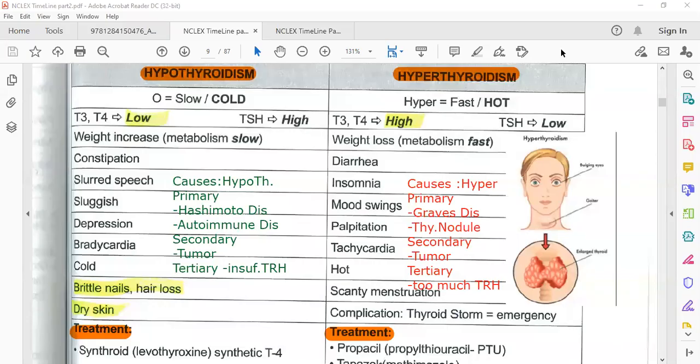Here, let me explain the difference between hypo and hyperthyroidism. I will also give you some clues on how to remember and how to answer the question in the NCLEX board exam about hypothyroidism and hyperthyroidism.